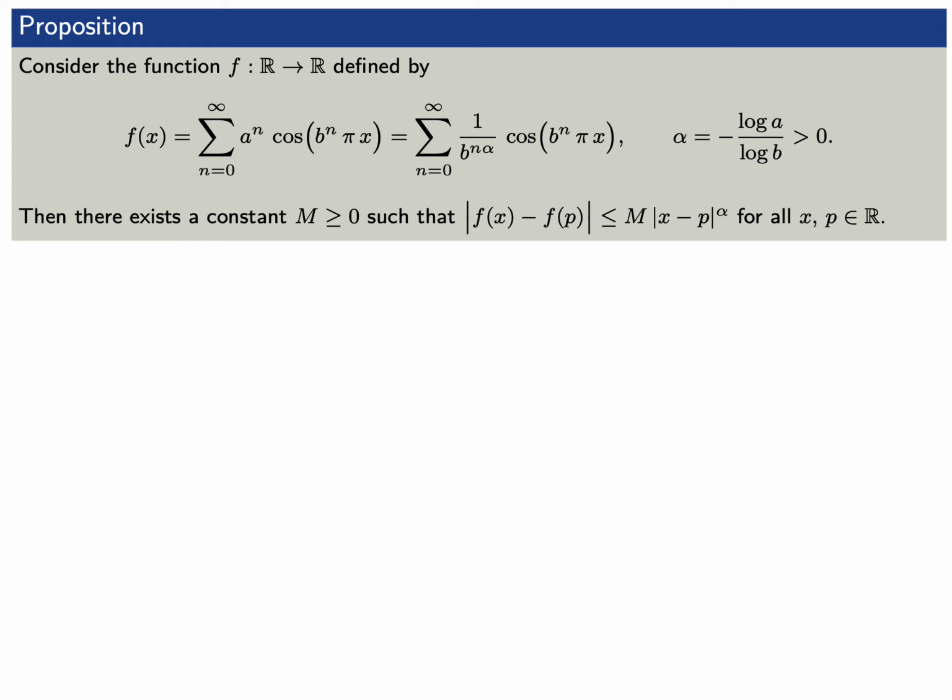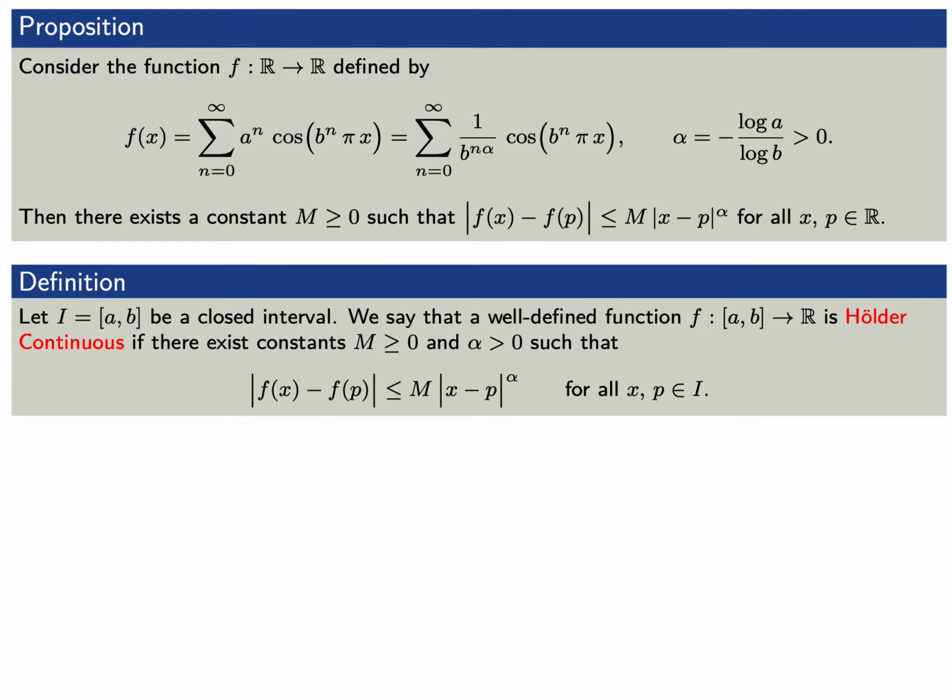Actually, this proposition really begs a larger definition. Let I be a closed interval. We'll say that a well-defined function f is Hölder continuous if there exist constants m and alpha such that f of x minus f of p is less than m times x minus p to the alpha for all x and p in our closed interval.